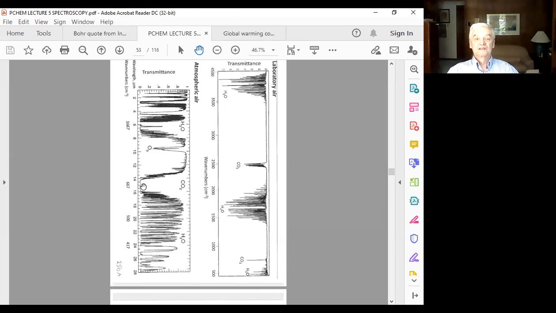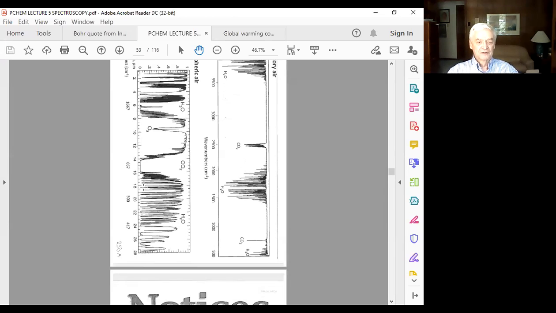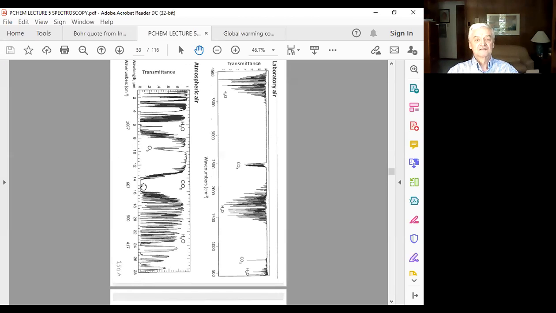But what happens if you go look at atmospheric air? I guess I don't have this here, but this may be through something like 50 meters of air, or perhaps not even that much. But what I want you to recognize is that now the absorption by water and CO2 down in the bottom means that the infrared light at those frequencies cannot get through.